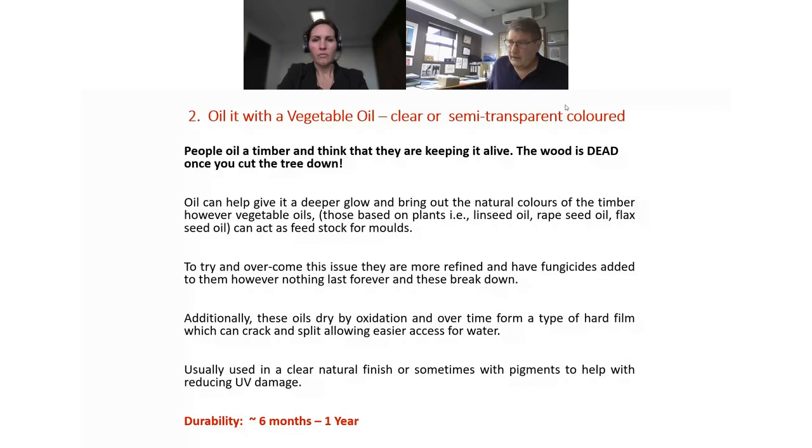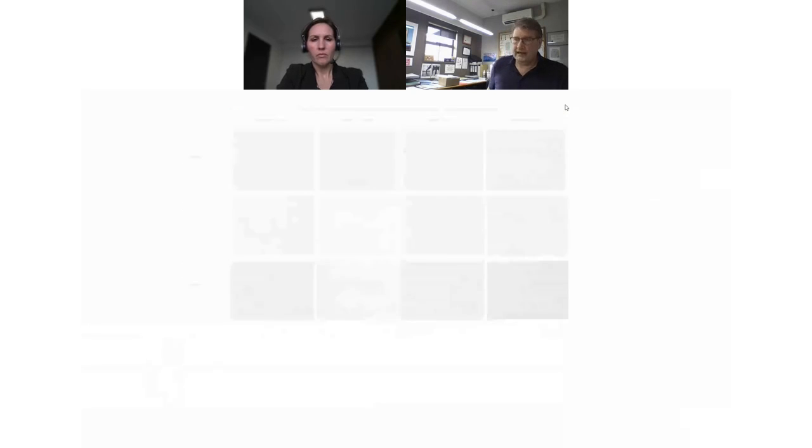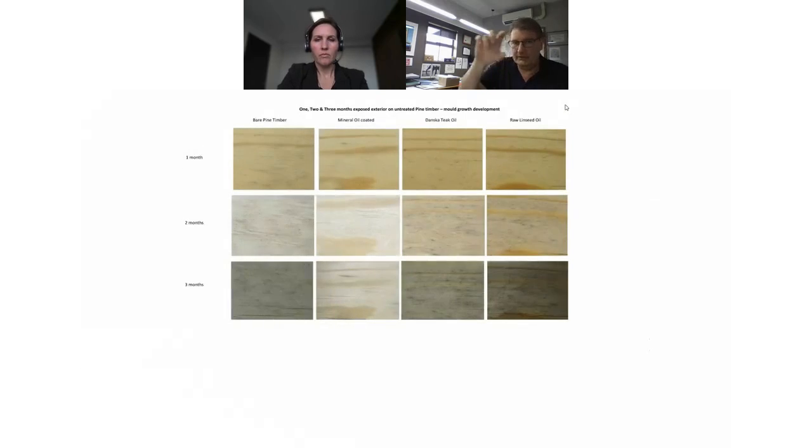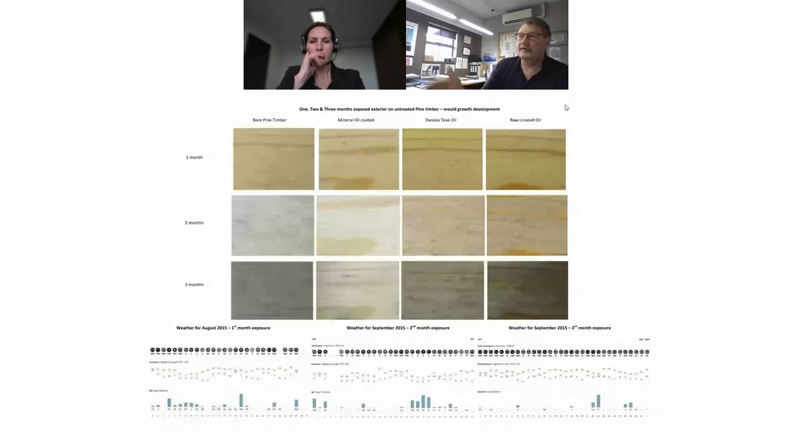So here's an example, and this is just one piece of pine timber along the length, and then down the side I put some stripes, and on the left hand side, top to bottom is 1 month, 2 months, 3 months. Then I put some mineral oil, and then I put some Danske teak oil, which is much highly processed vegetable oils, and then I put raw linseed oil.